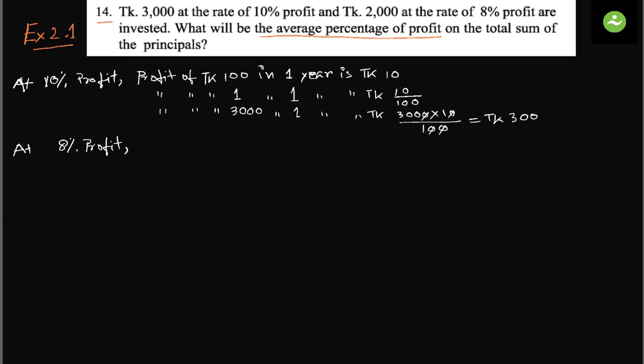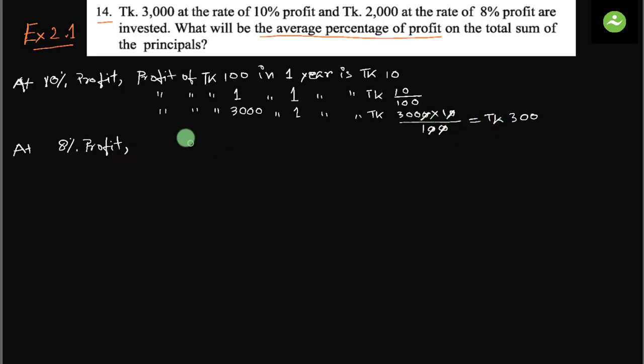From the question, we can see there are two profit rates, 10% and 8%. At 10% profit rate, profit of taka 100 in 1 year is taka 10. Profit of taka 1 in 1 year is taka 10 by 100. Profit of taka 3000 in 1 year, 3000 should go up. And if we simplify, this is 2 0 gone and here 2 0 gone, and we get taka 300.